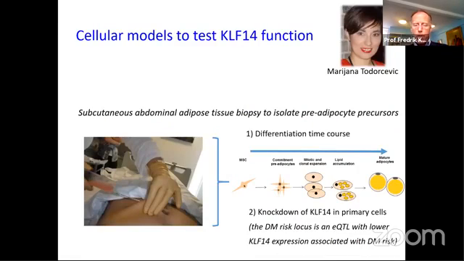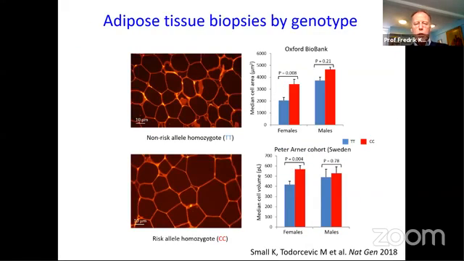Mariana Todorovic, one of my postdocs, has devoted a lot of time to studying this particular gene and its function in human adipocytes and human adipose tissue. I'm showing here one of the tools she has used, which is subcutaneous abdominal biopsies where we can prepare progenitor cells and use knockdown models of KLF14 to study its function in vitro. I'll come back to this, but first I will show you some cross-sectional data that were very striking that we got early on, from the same biopsies that we took.